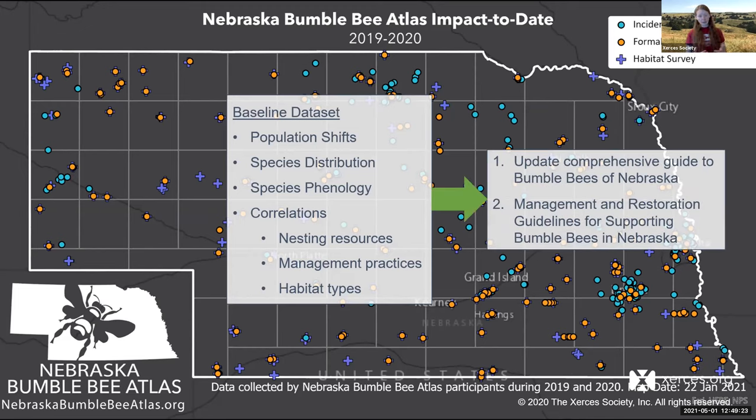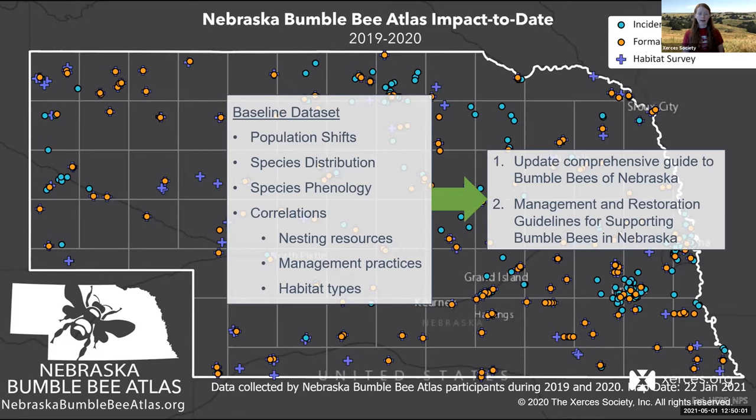And then with all of this data, what we're planning to do with it is update a wonderful guide that Doug came out with in the early 2000s about the bumblebees of Nebraska. What species are here, where they're found, how to identify them, and add in that updated distribution map. And then we're also planning on making management and restoration guidelines for those land managers or park managers that are looking to support bumblebees in Nebraska. Like, what are some of the specific things they can do on the ground to support pollinators?